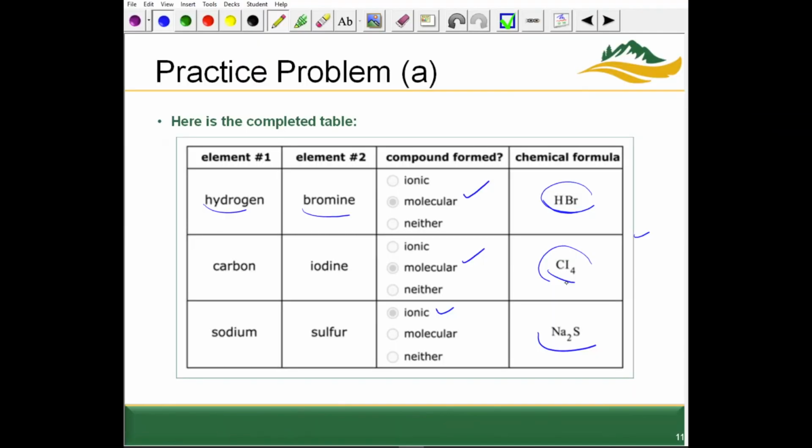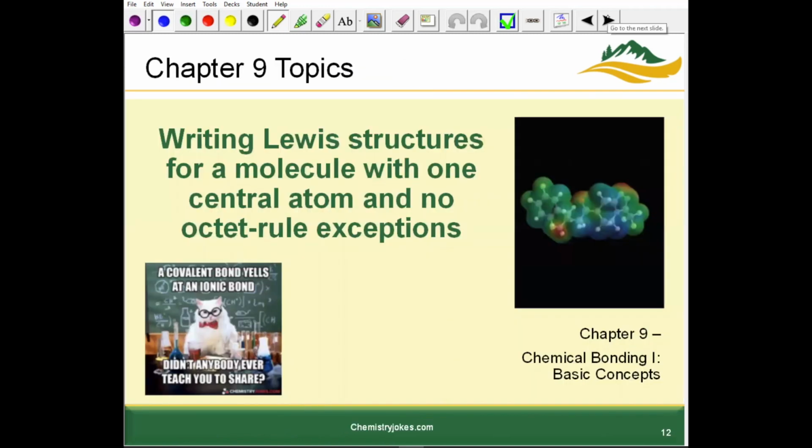We just drew Lewis dot structures for all of these, so let's keep going now. We're going to now write Lewis structures for a molecule with one central atom and no octet rule exceptions. The octet rule exceptions get tricky. Some atoms will have an expanded octet. Some won't need to fill an octet, so that's when we get into these exceptions.